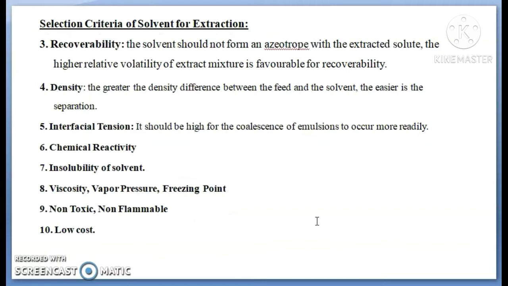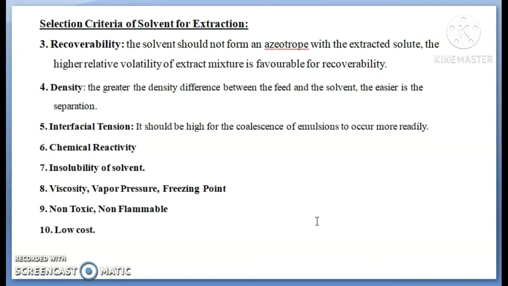Third criteria for this solvent is the recoverability. The solvent should not form an azeotrope with the extracted solute. The higher relative volatility of the extract mixture or extract phase is always favorable for easy recoverability of the solvent. Then fourth is the density. The greater the density difference between the feed and the solvent, the easier is the separation.